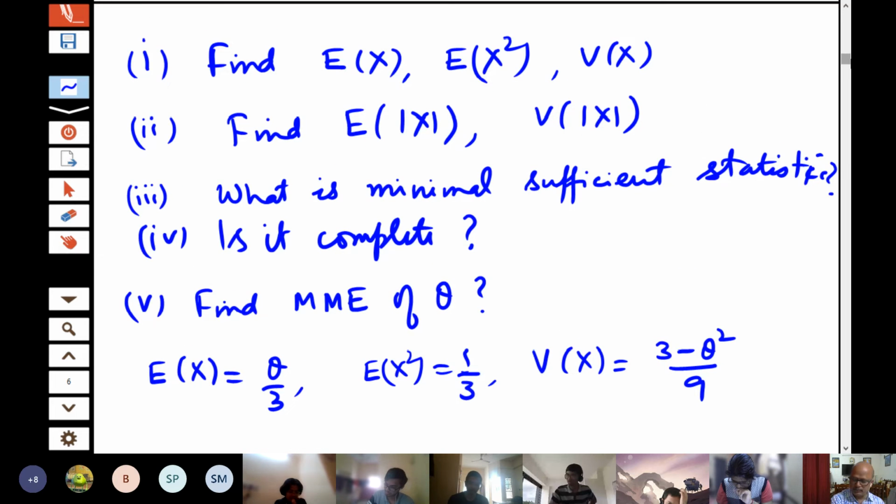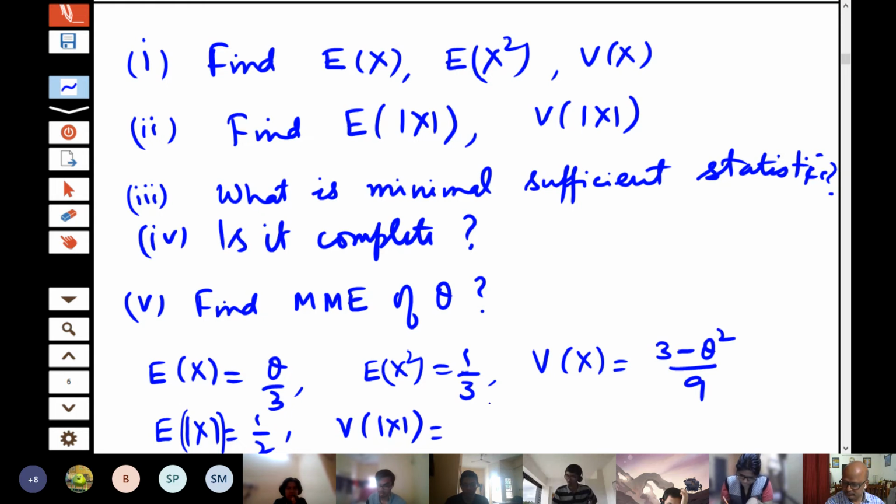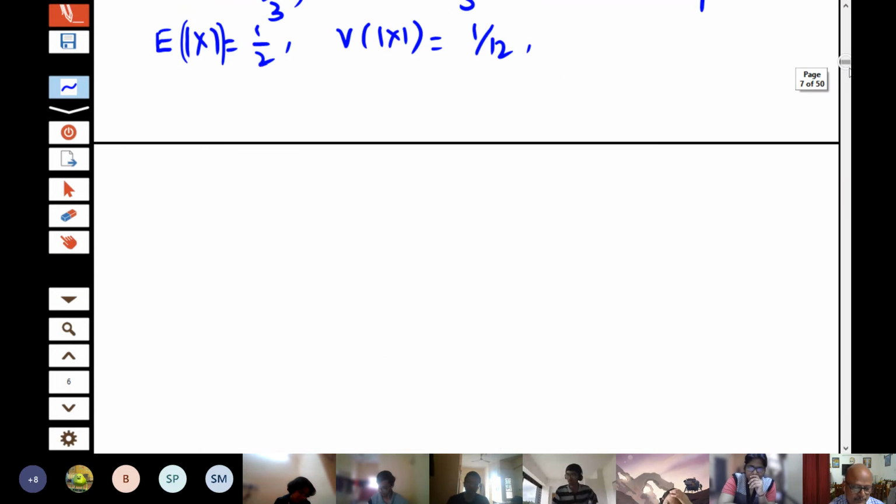Okay, then I ask some more related questions. What is expectation of mod X? 1 by 2. Okay, and what is variance of mod X? 1 by 12. Now, what did you say? 1 by 12, sir. Okay. So this is just some basic calculations. These are required for the further part.